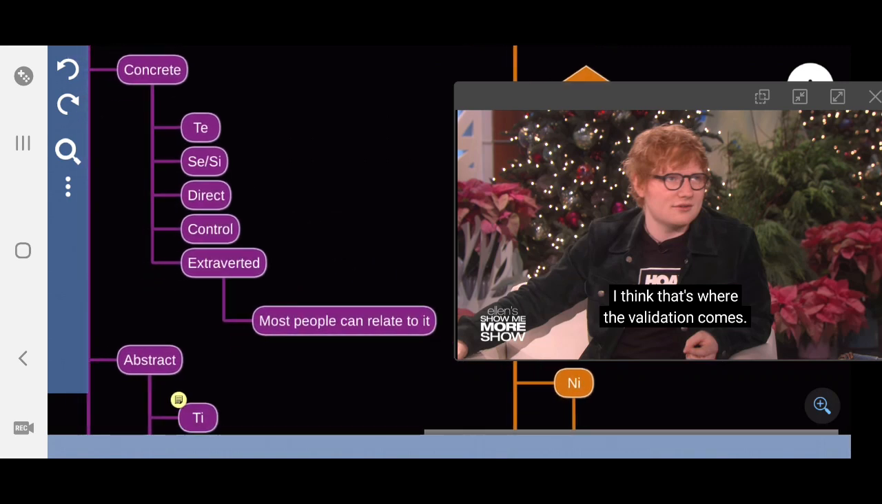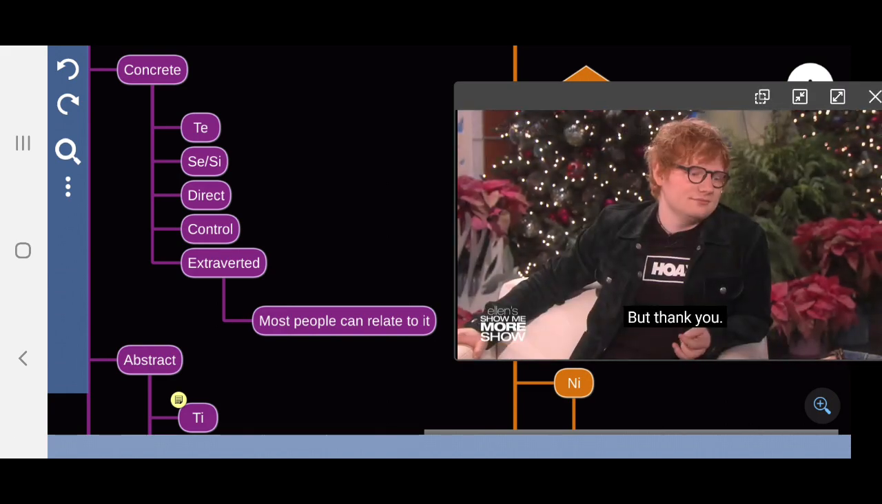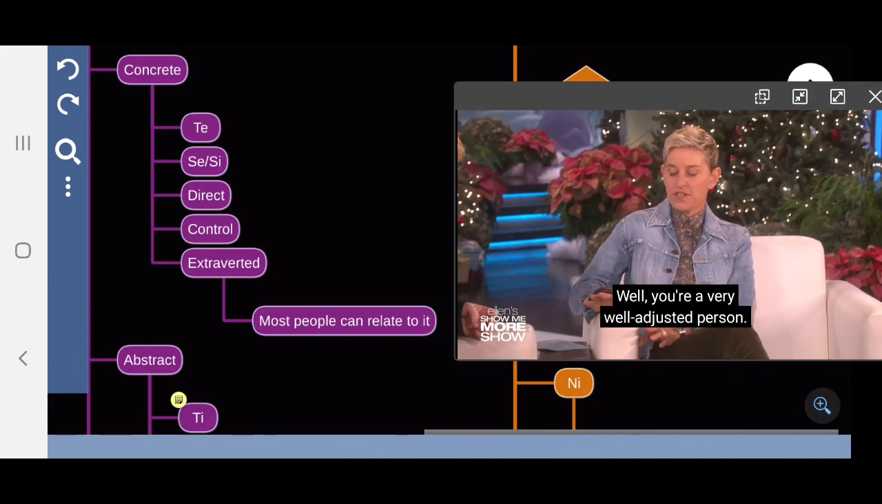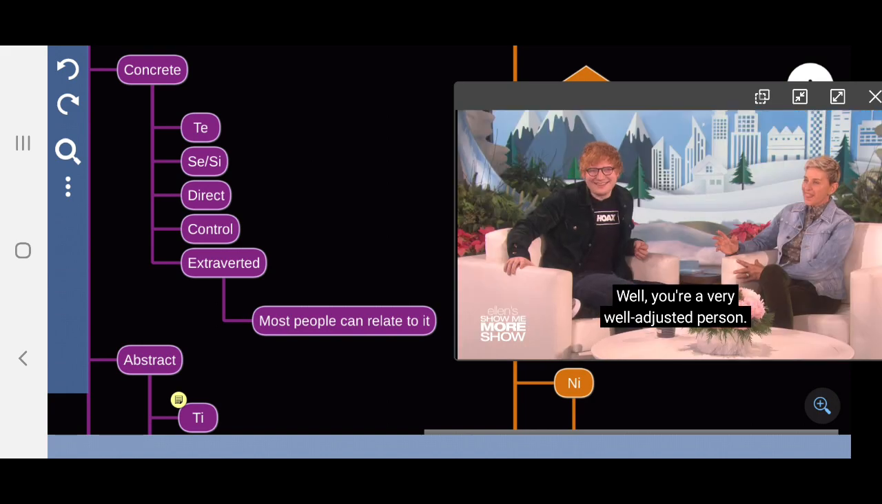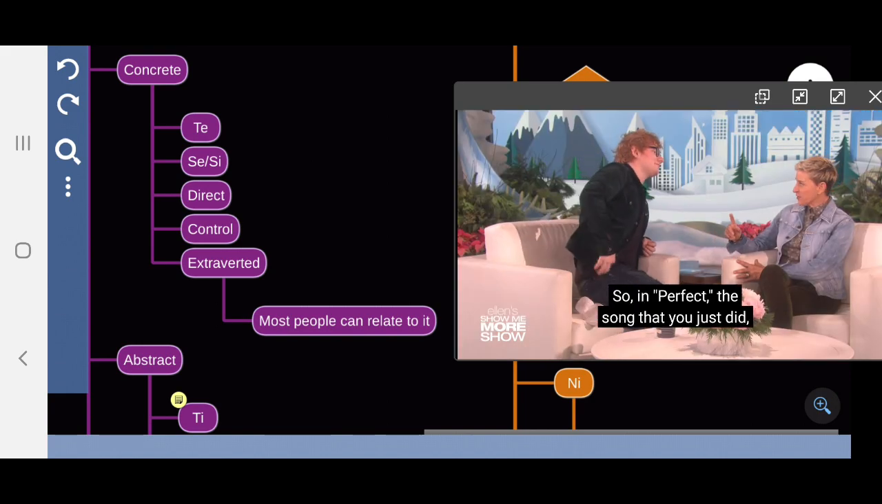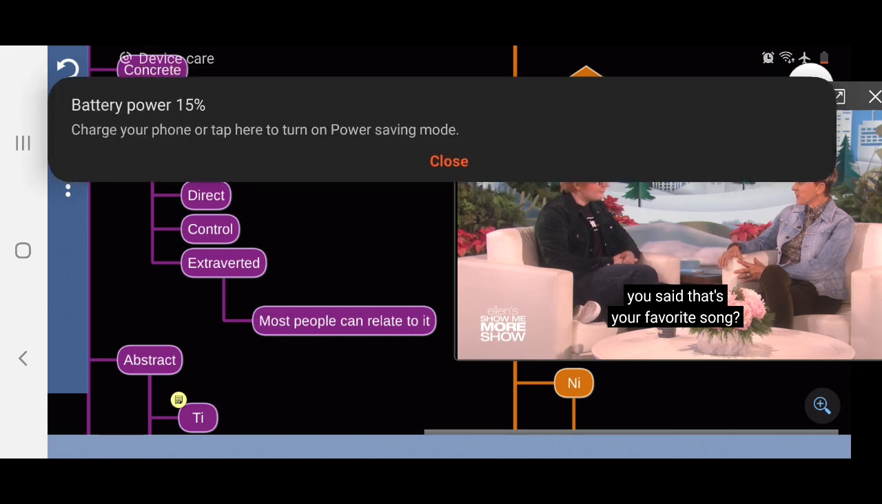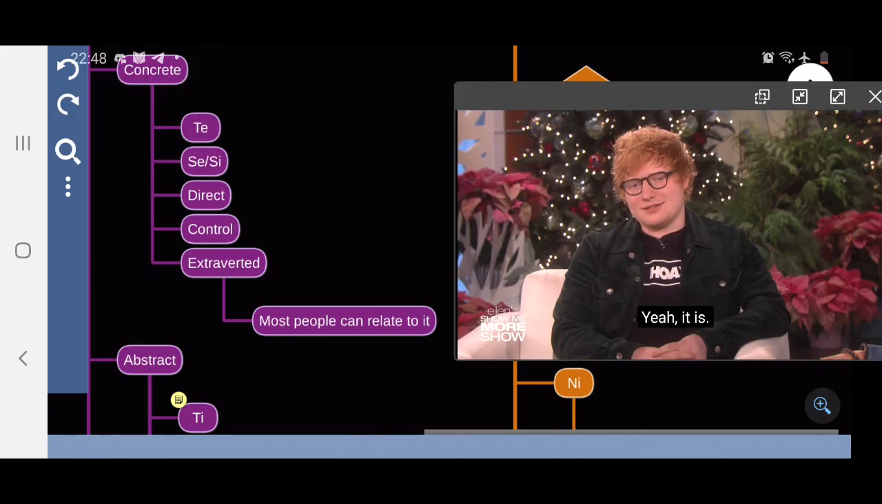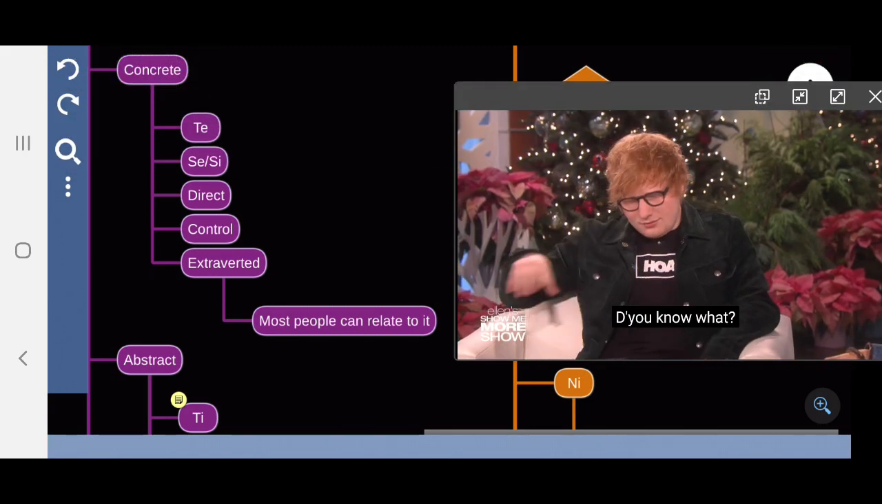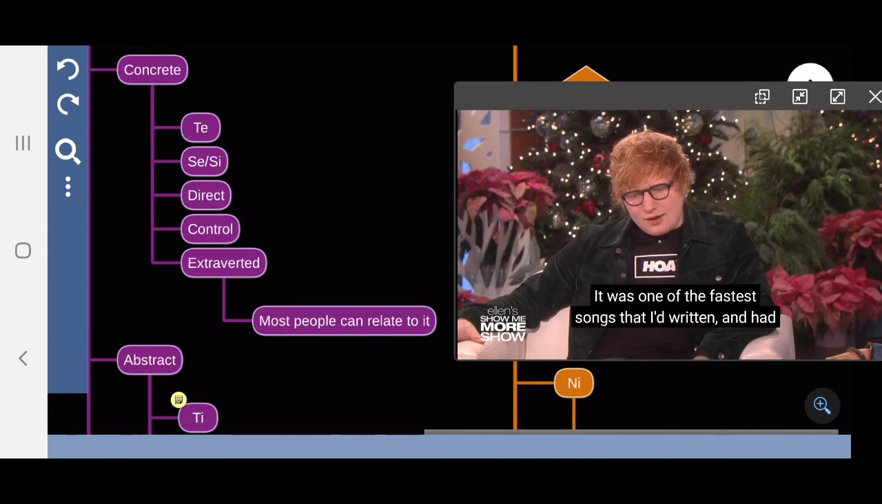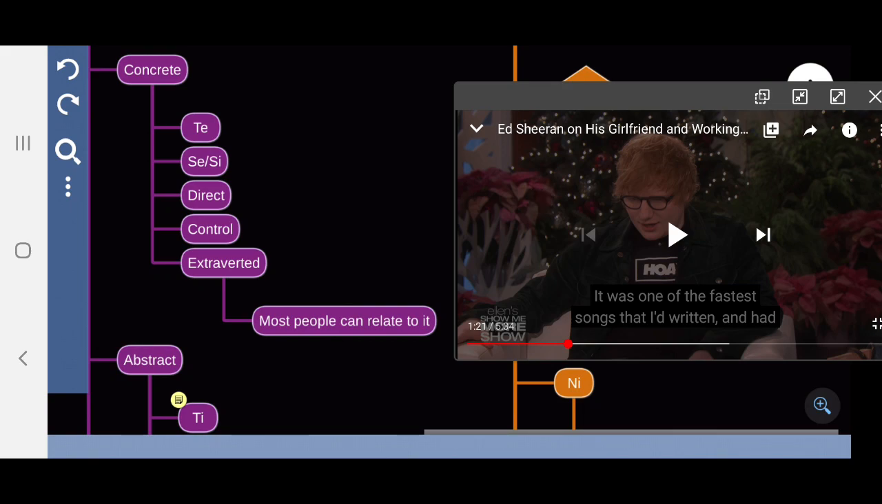Extroverted, most people can relate to it. Okay. Validation comes. Well, you're a very... Thank you. You're a very well-adjusted person. So, in Perfect, the song that you just did, you said that's your favorite song? Yeah. Why is that? Do you know what? It was like one of the fastest songs that I'd written.